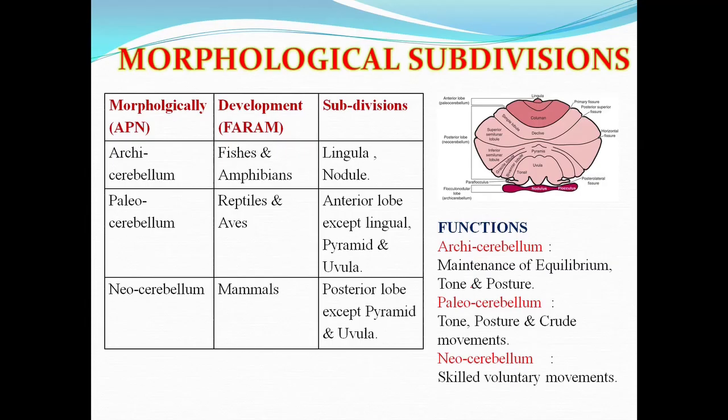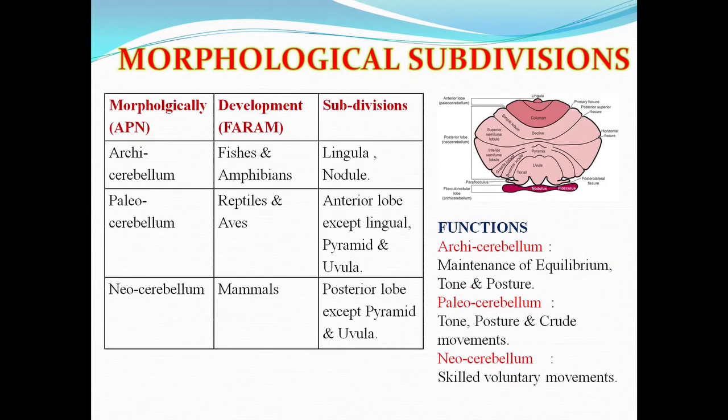You could see the additional development of the anterior lobe except lingula, because lingula had already developed. And as the nodule had already developed, it was added by the pyramid and uvula; slowly the cerebellum started growing with its functional activities. And when you look at the evolutionary aspects of the neocerebellum in mammals, including humans, the posterior lobe except pyramid and uvula, which had already developed, means the remaining part of the posterior lobe was developed in the neocerebellum. So likewise, you could see the evolutionary development of the cerebellum.